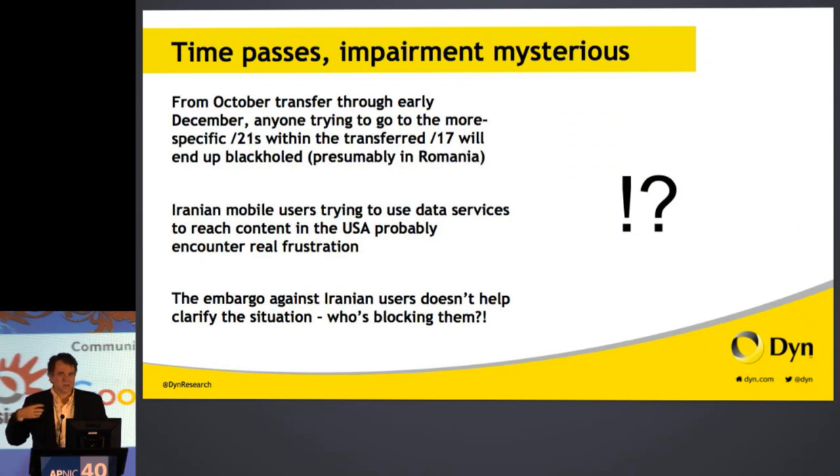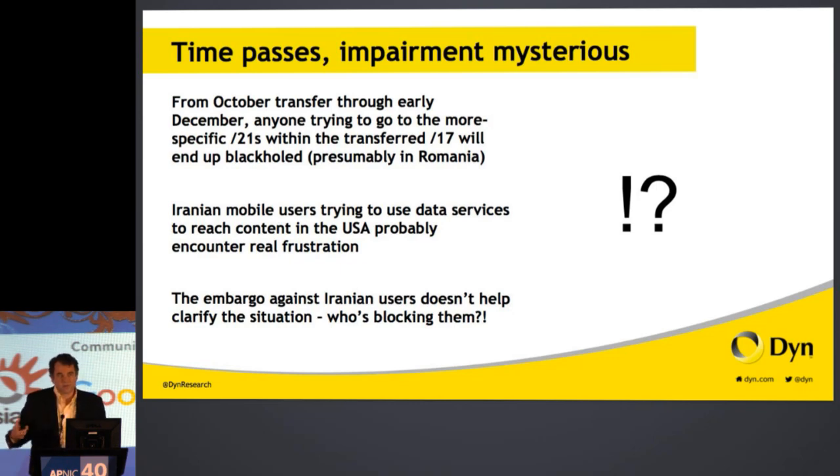So if you tried to get to a site or a mobile user, a handset that was numbered out of that /17 but had the bad luck to be in the /22 or the /21 that was inside the transferred /17, it wouldn't go there. It would black hole. It would go off to Level 3, wherever that was ending up. And there was some real frustration.